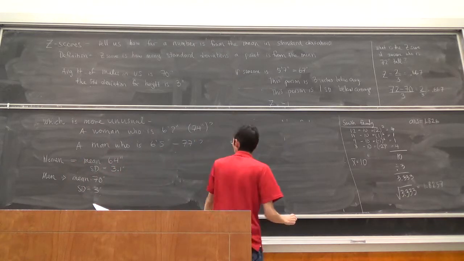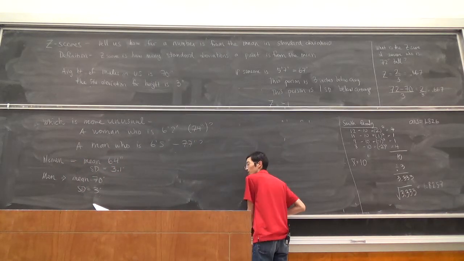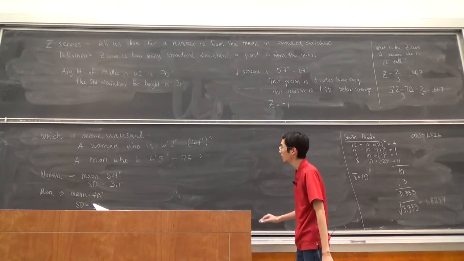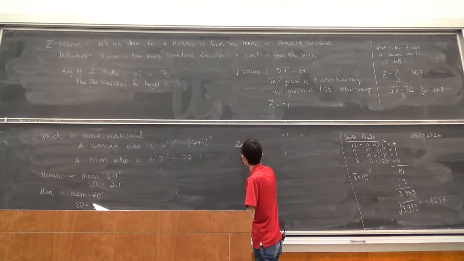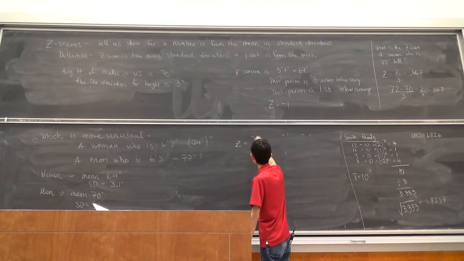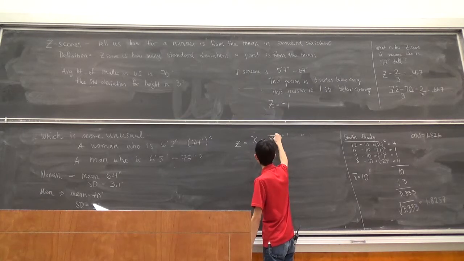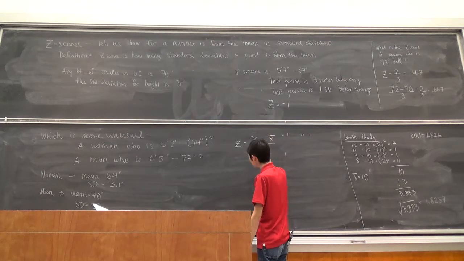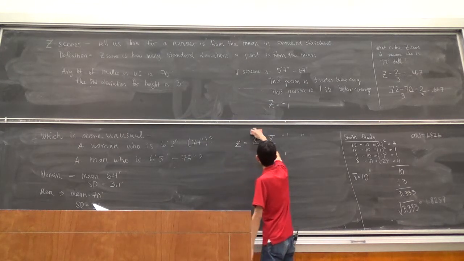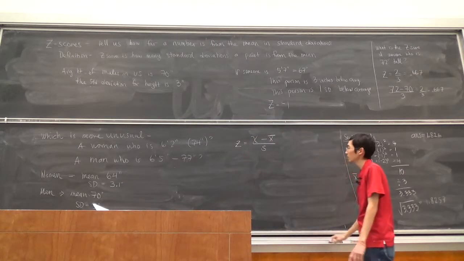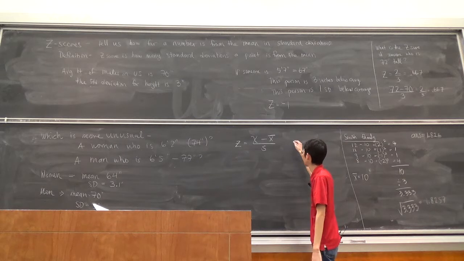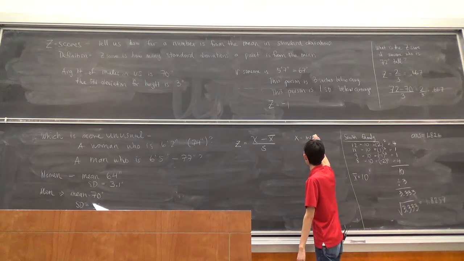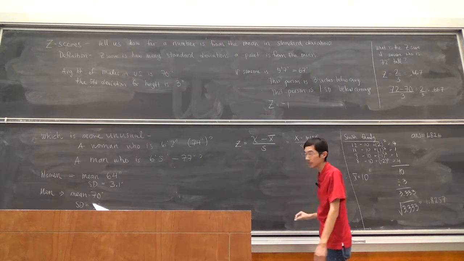So what is the z-score of a woman who is 74 inches? What we would do is say z is equal to the point x minus the mean, x bar, divided by the standard deviation. And the symbol for standard deviation is s. So z is equal to x minus x bar over s. So x minus the mean divided by the standard deviation. This is one way to find the z-score.